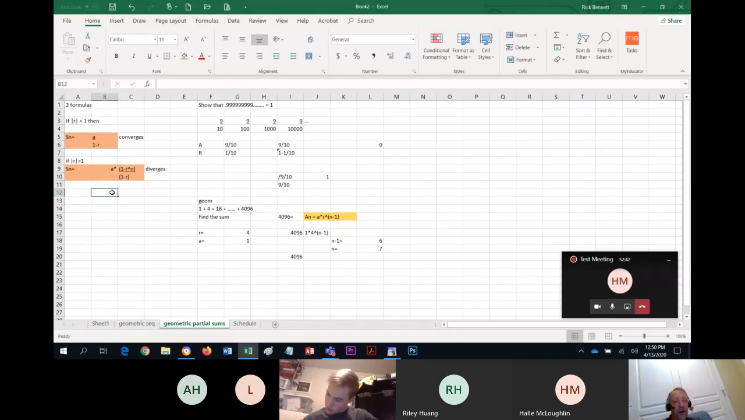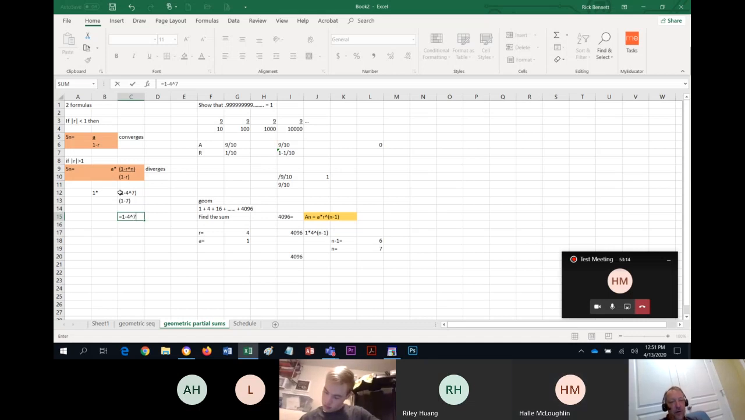So now we can plug it into this formula here. A is 1 times 1 minus your ratio, which is 4, raised to the 7th power, divided by 1 minus 7. I forgot my parenthesis here. So in this case, 1 minus 4 to the 7th power is negative 16,383, and 1 minus 7 is negative 5. And so now if I just take the numerator divided by the denominator, I get 3,276.